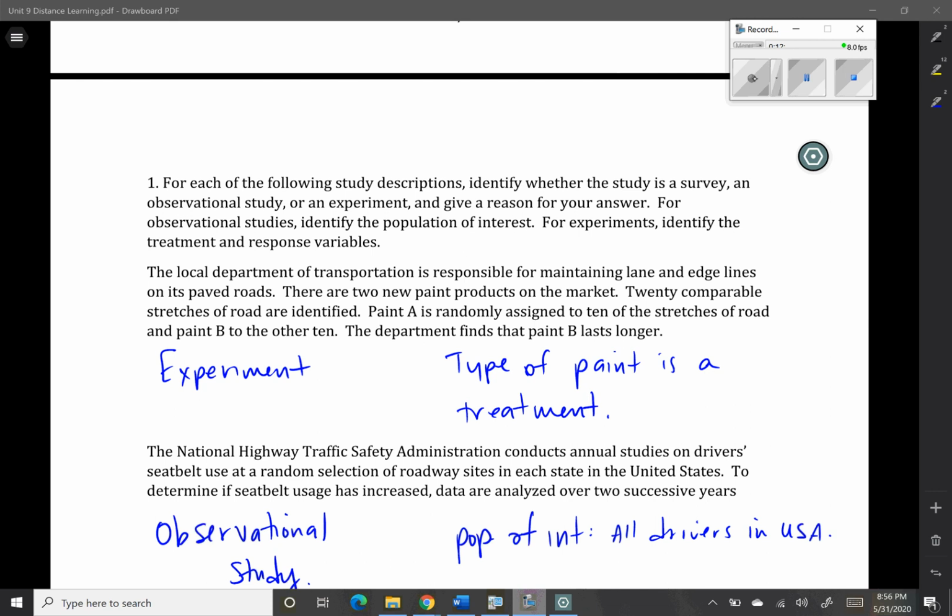So this is an experiment because we're talking about two randomly assigned groups. One of them is getting one treatment where the other one is getting a different treatment, and we're determining the outcome. There's cause and effect here, right? Does paint A cause the road paint to last longer versus paint B, etc.